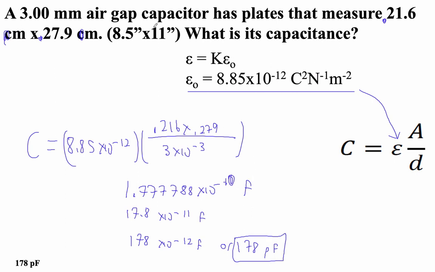This is two 8.5 by 11 sheets of paper, 3 millimeters apart, so you can visualize what this capacitor is. It doesn't have anything special between it. It's 178 picofarads. By the way, they can get that much capacitance in a much smaller package by using a better dielectric than air.